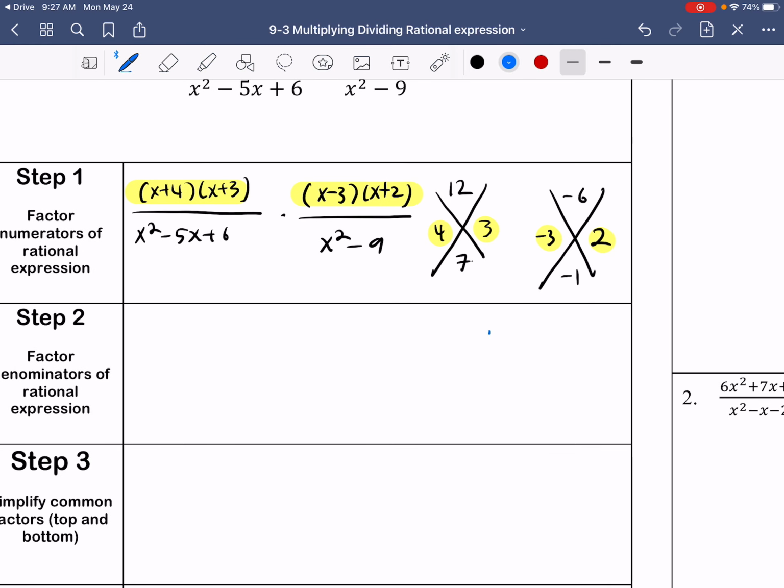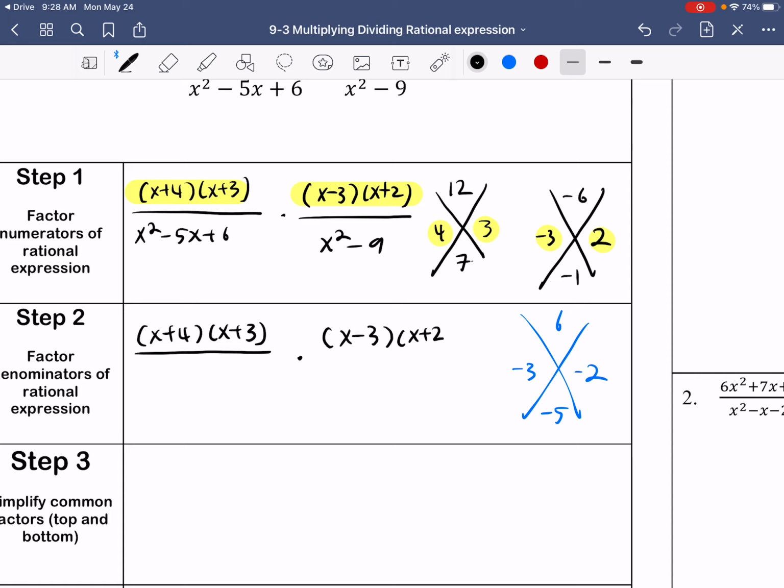Now let's factor the bottom. So I have positive 6 and negative 5. And that one is a difference of squares. This one is a difference of squares. So it's not gonna matter. The only thing that matters is 6 and negative 5, which is negative 6 and positive... No. That's gonna be negative 3 and negative 2. Okay. So let's write it down. x plus 4, x plus 3 over, this one was what? x minus 3, x plus 2 over. So this one I factored with x minus 3 and x minus 2.